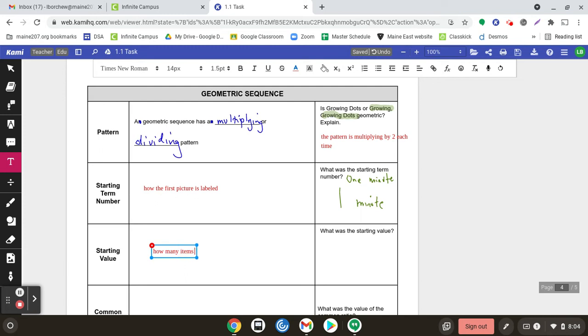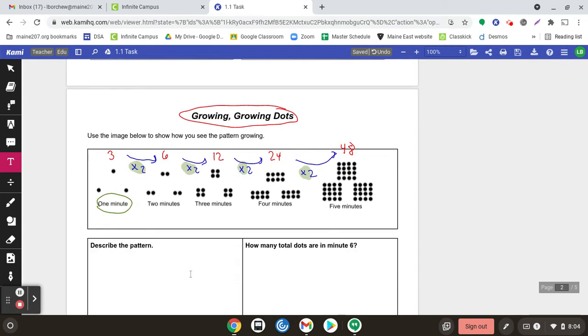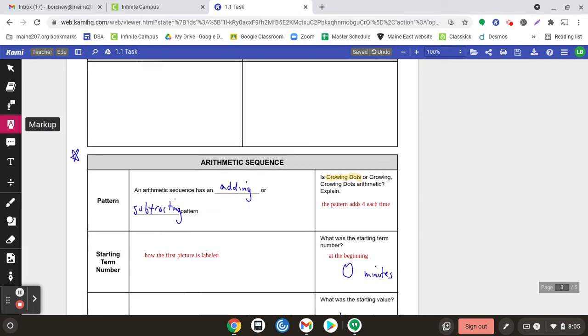Now the starting value in a geometric sequence is the same as an arithmetic sequence. How many items are in the first picture? So go back to page 2, growing dots. How many items were in the first picture? It looks like we said that there were 3.